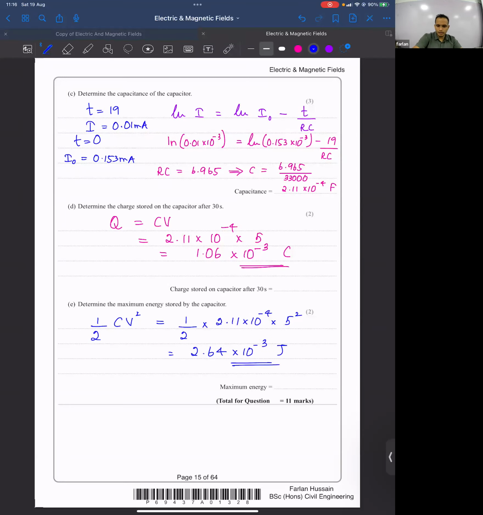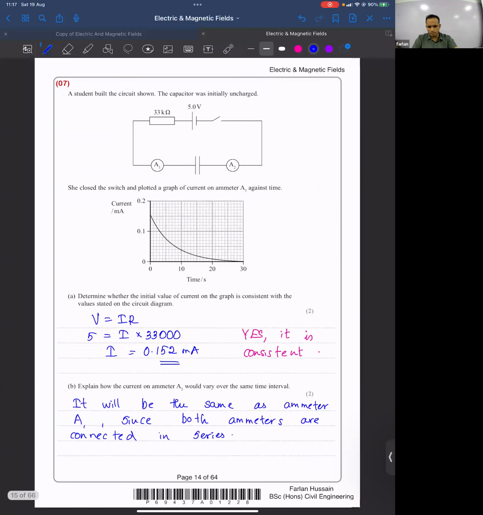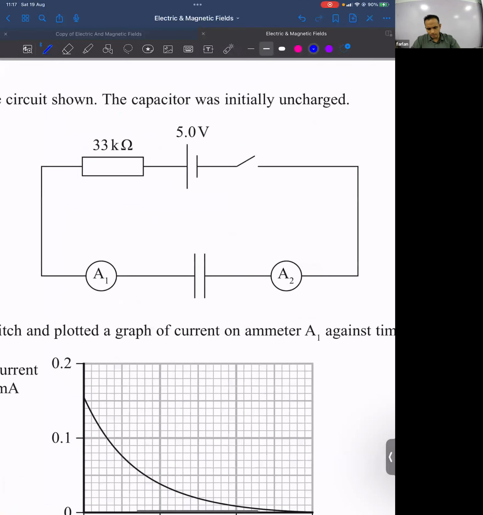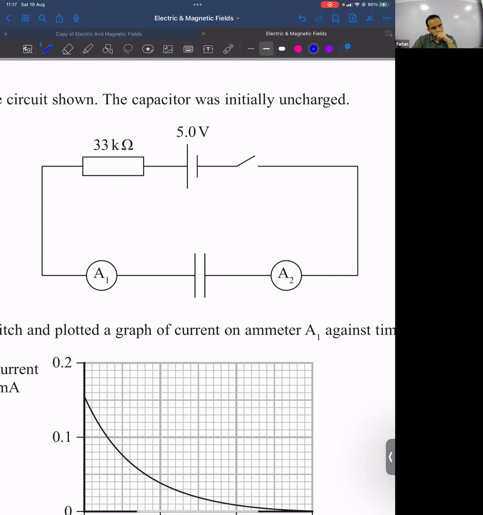Sir, doesn't the capacitor have any resistance? Does the capacitor have any inbuilt resistance? No. Because when components are in series, don't you have to divide the voltage? Can you please tell me? I didn't get your question. When components are in series in a circuit, they don't have the same voltage as the battery, right? No, that's in parallel.